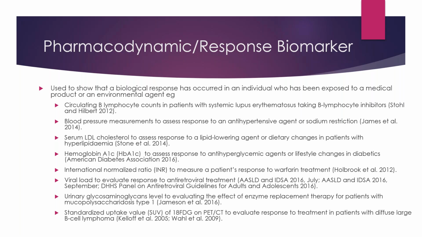Hemoglobin A1C is a good way of looking at a sustained response to anti-hyperglycemic agents or to diet and lifestyle changes in patients with diabetes. The international normalized ratio is a measure of the clotability of blood, and can be used to measure a patient's response to warfarin treatment, while viral load can be used to evaluate response to either an antiretroviral treatment for HIV or indeed for treatments for hepatitis.